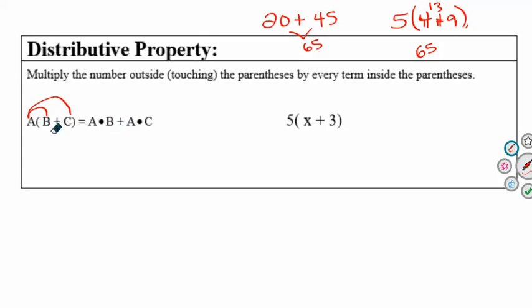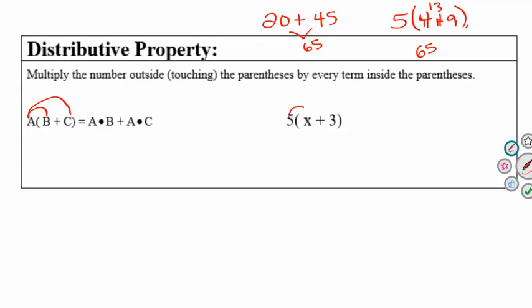Sometimes just using the letters confuses you, so let's use an actual problem here. Let's do the distributive property. If I distribute something, think about what distribute means. If I distribute papers, I'm going to pass them out. I'm going to give it to everyone. Same thing here. I'm going to give this 5, whatever is outside the parentheses, to everything on the inside.